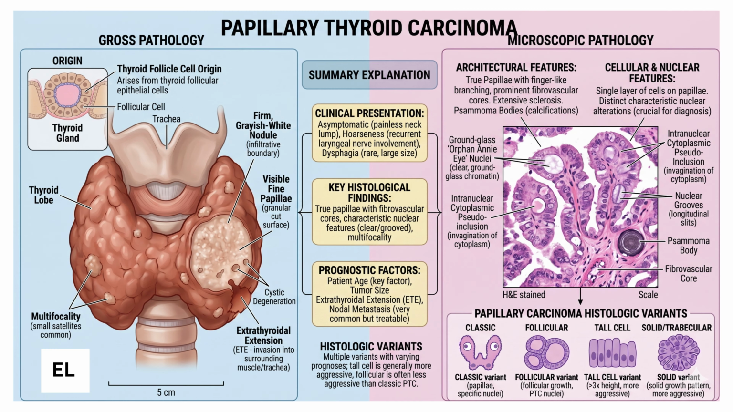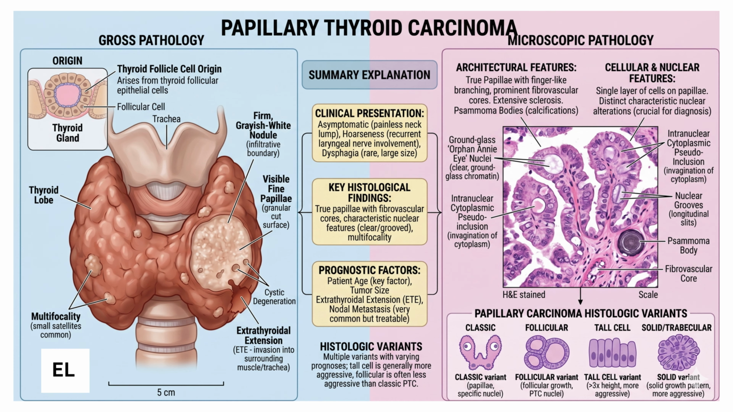The key histological findings listed here act as a bridge to the microscopic image. The presence of true papillae with fibrovascular cores is essential. These are finger-like projections lined by tumor cells, with a central core containing blood vessels and connective tissue. Another hallmark is the unique nuclear features. These are so characteristic that they are often considered diagnostic even in the absence of clear papillae. Multifocality is again emphasized, reinforcing its importance both grossly and microscopically.